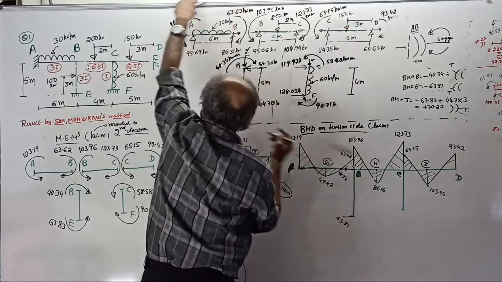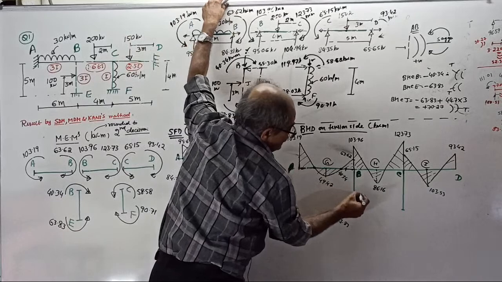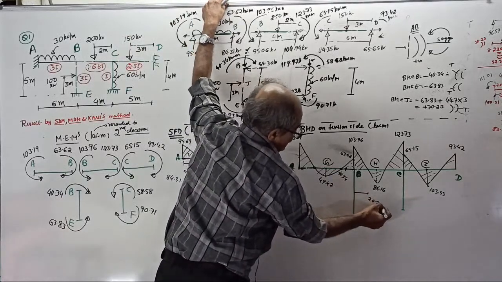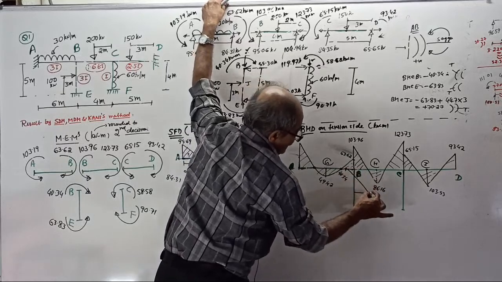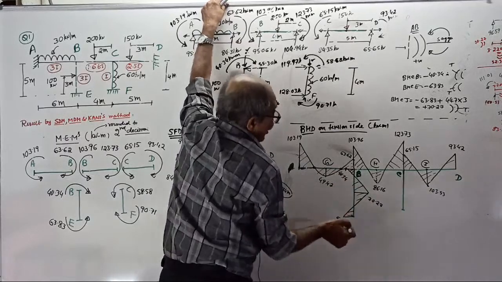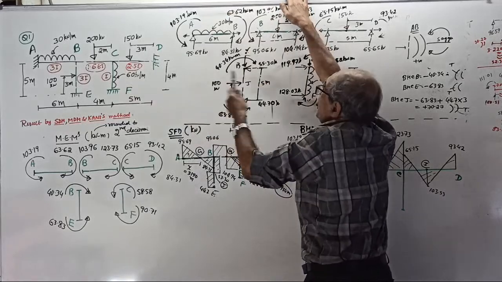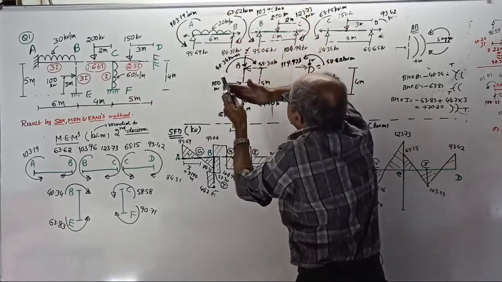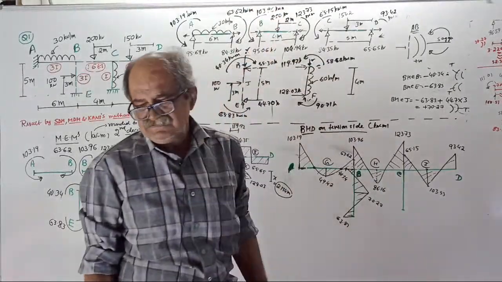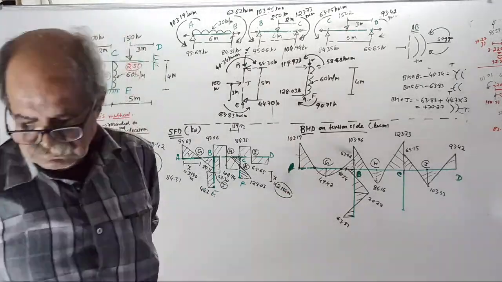63.83. At point J, tension is inside. How much? 70.27. So your BMD will be like this. See here only. Hogging, tension this side. Sagging, tension inside. Fully clear? Fully clear or not?